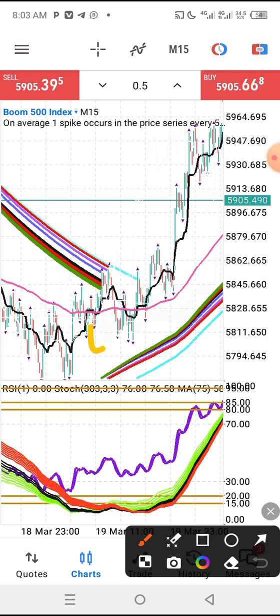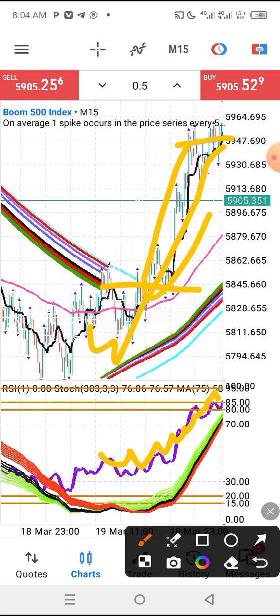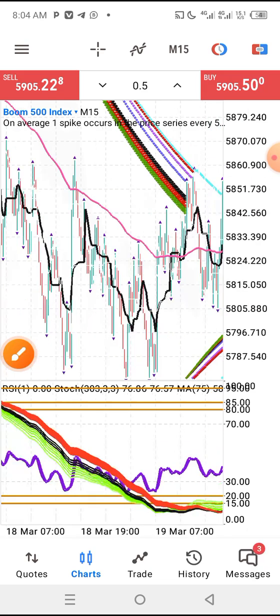Then you join the trend. As the market was moving up, you follow this ribbon. Once it gets to 80, you exit somewhere here. You join somewhere here and you take your profit somewhere there. Then you go and smile.